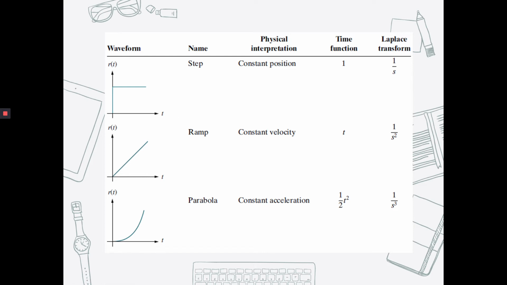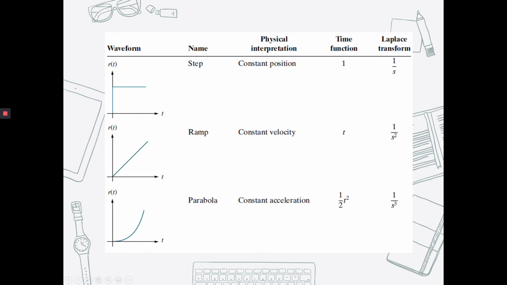Step input represents a constant position, and thus is useful in determining the ability of the control system to position itself with respect to a stationary target. The Laplace transform is 1 over s.